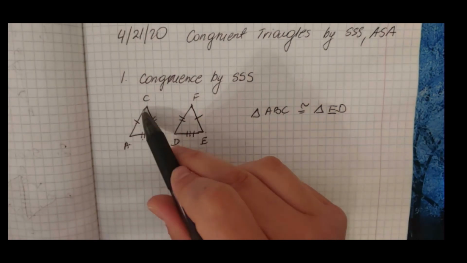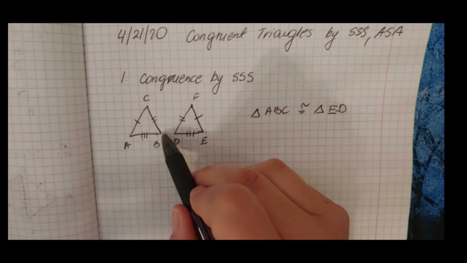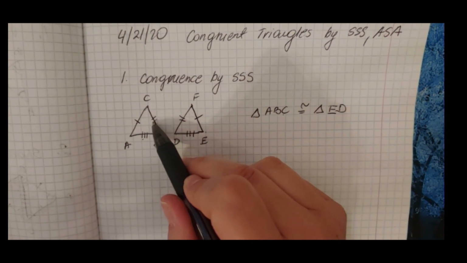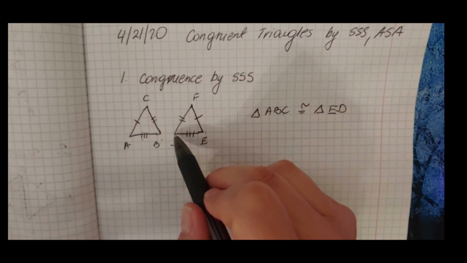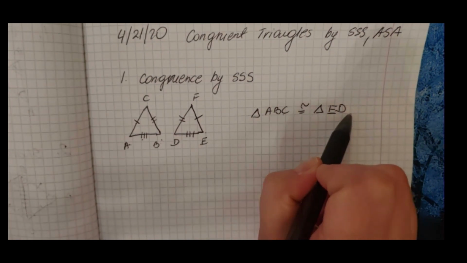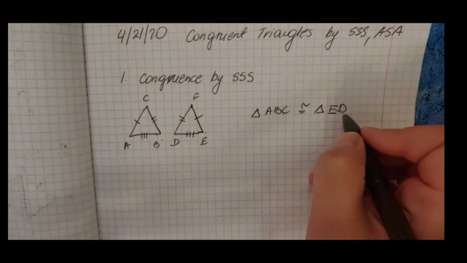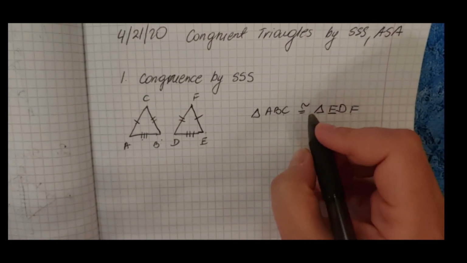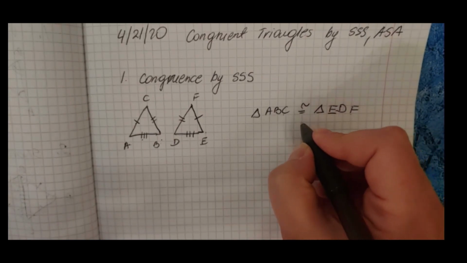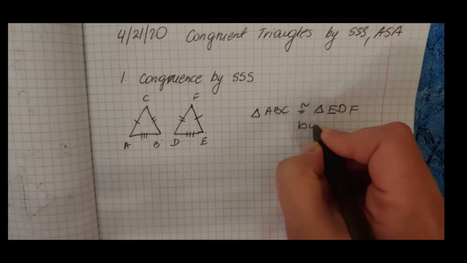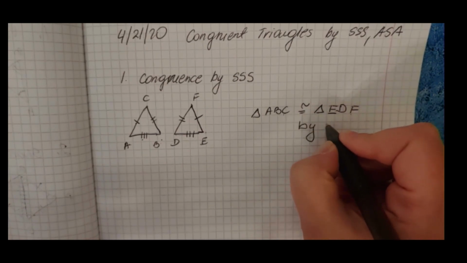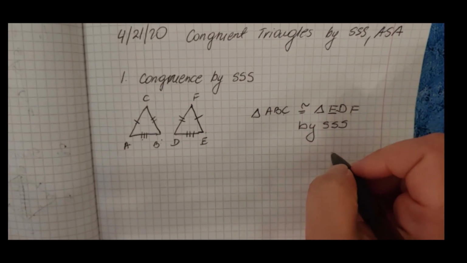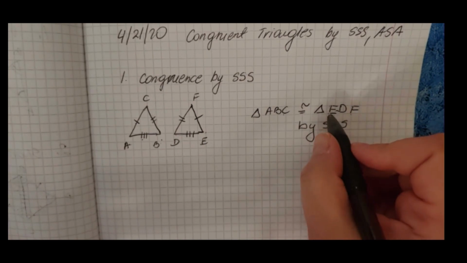So from B to C, I'm using the side that is marked with 2 lines, so I need to go from D to F. Now, how do I know they're congruent? They only give me sides. Well, I know that we can say the triangles are congruent by side, side, side. So 3 corresponding sides are congruent. That means the triangles are congruent.